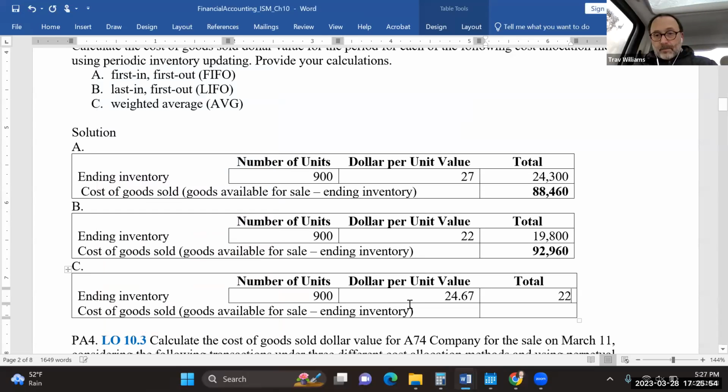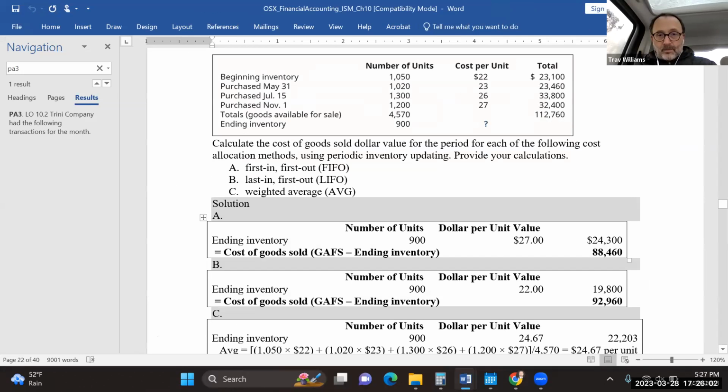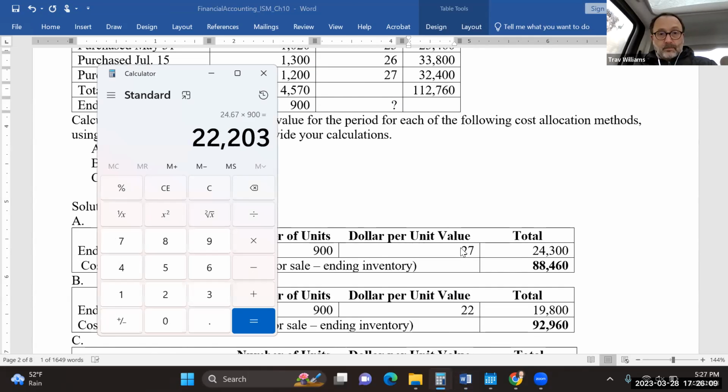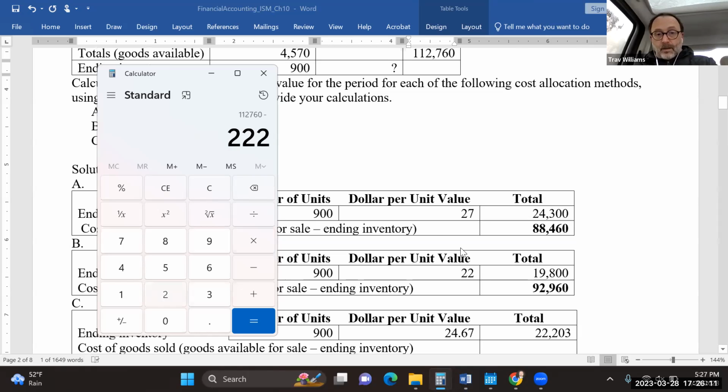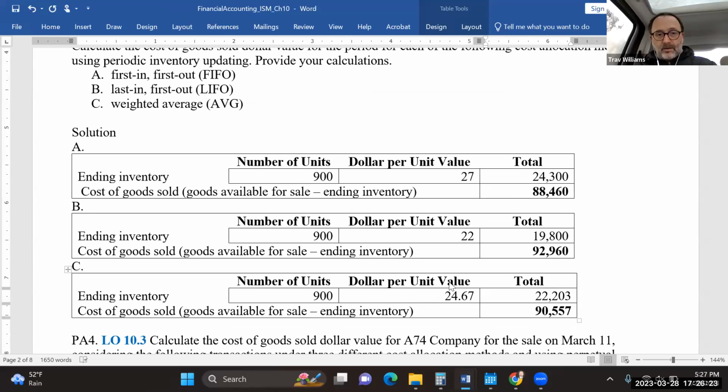Okay, that looks right as well. So we will subtract that from, again, the goods available, and we get cost of goods sold, 90,557. Okay, little time consuming, but we got it all done. All right, so those are the answers for problem 3.